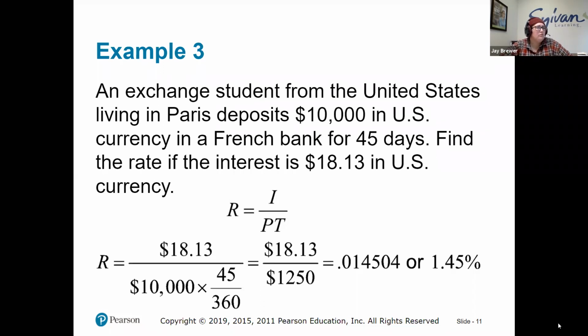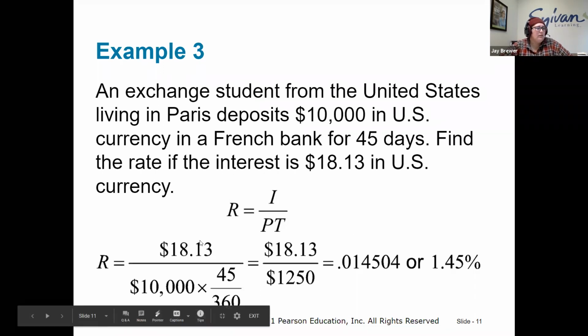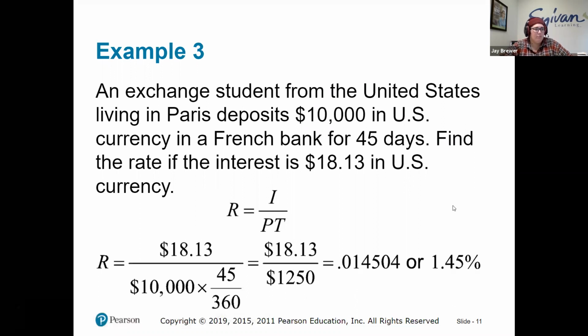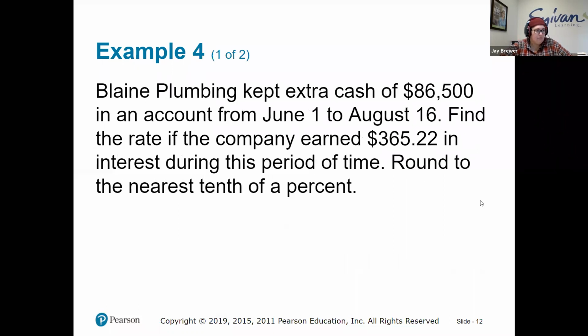All right. So for this one, they had the interest of 1813, they had the principal of 10,000, and then they had the days of 45 over 360. So when they worked everything out, they ended up with a 1.45%. Right? Okay. Go ahead and take a look at this example.